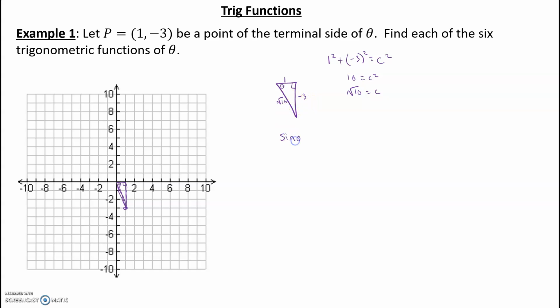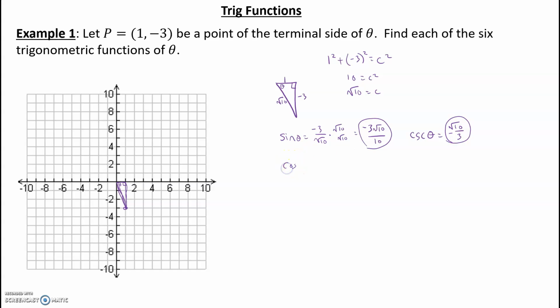So sine is opposite over hypotenuse, negative 3 over root 10, which means the cosecant is the reciprocal. So root 10 over 3, and that's negative as well. Now this one's not rationalized, so we're going to go ahead and rationalize that. So we got negative 3 root 10 over 10. All right, so there's my sine and my cosecant.